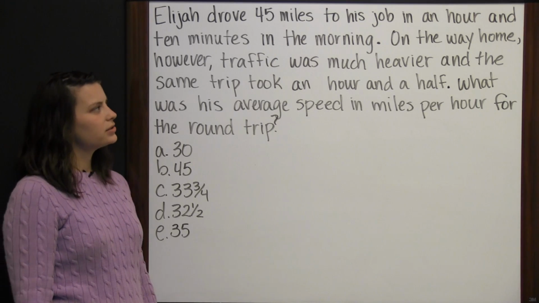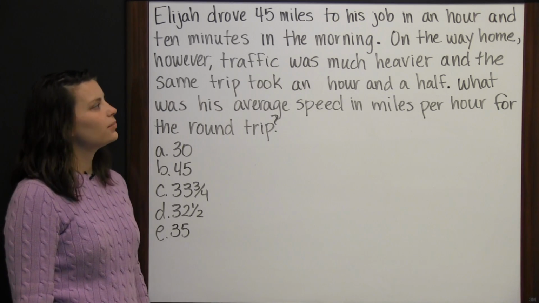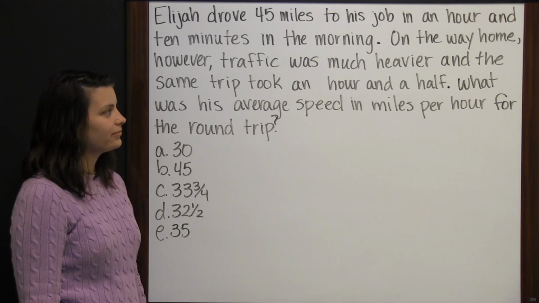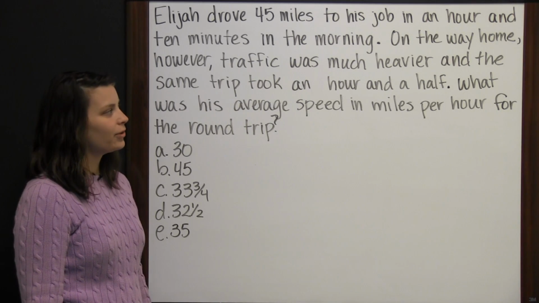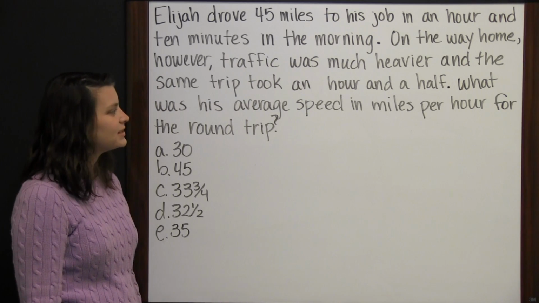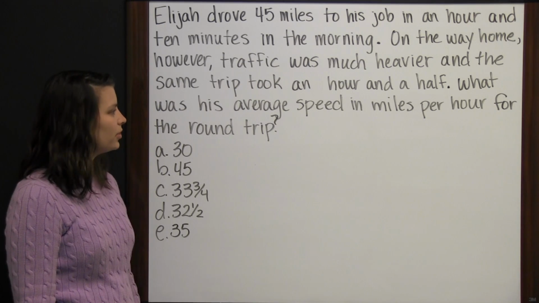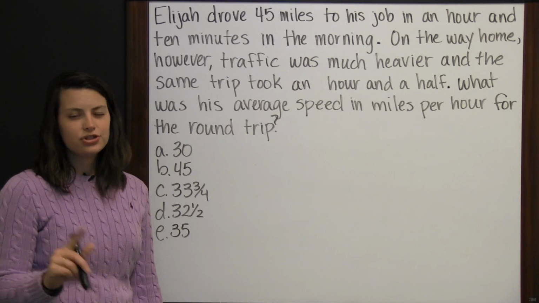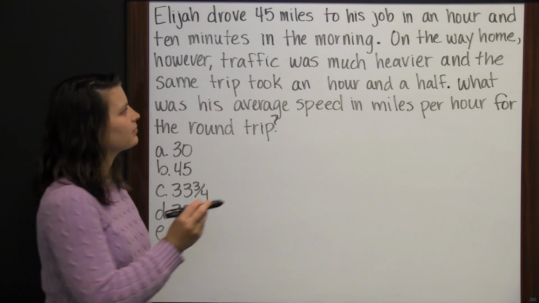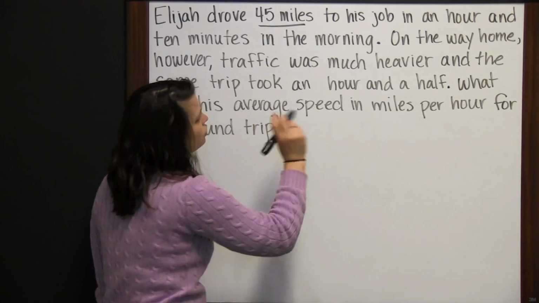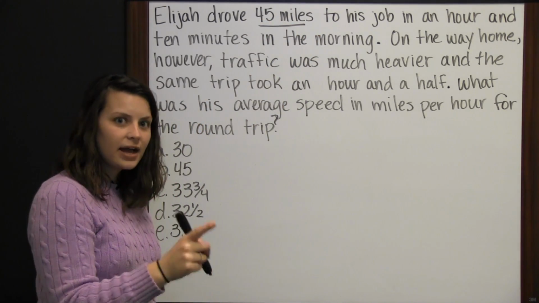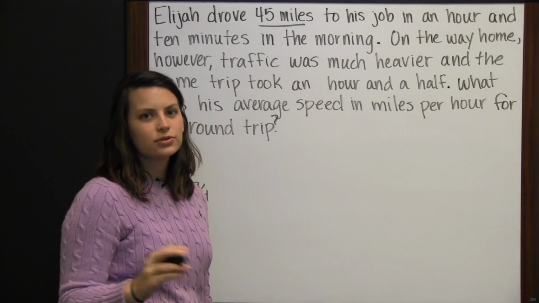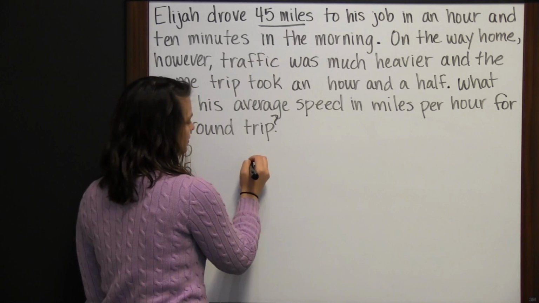Elijah drove 45 miles to his job in 1 hour and 10 minutes in the morning. On the way home, however, traffic was much heavier, and the same trip took 1 hour and a half. What was his average speed in miles per hour for the round trip? So first, let's determine just how far Elijah went. It was 45 miles to his job, and then he had to drive 45 miles back home. So he drove that 45 miles twice, or 90 miles.